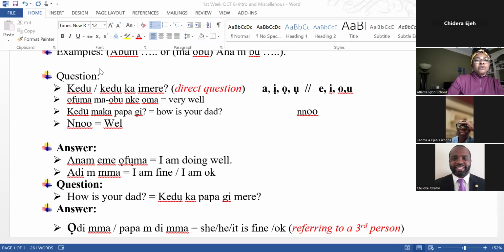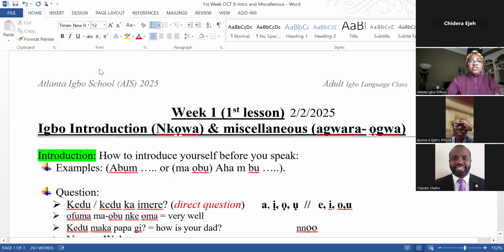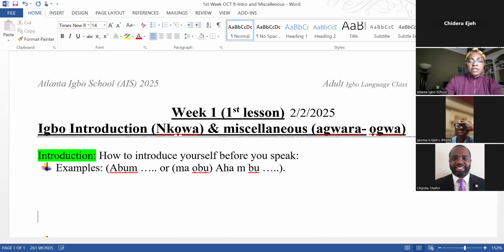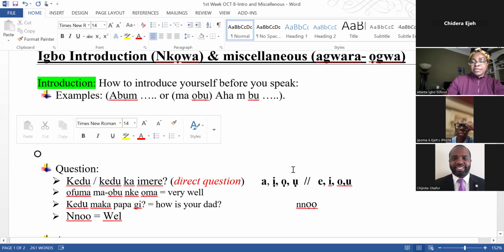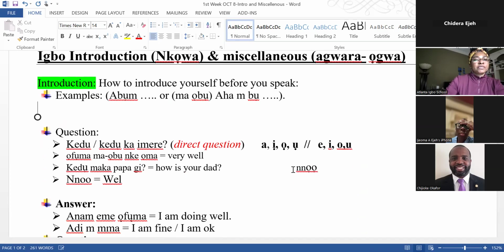So let me just go down because I want you all to focus on that. How to introduce yourself. So question. The first thing you did is kedu. Somebody is asking a question. It's a direct question. Kedu ka imere? And then the other person will say, mama. So we're going to put it question and answer. So let me just go ahead and do another one here.